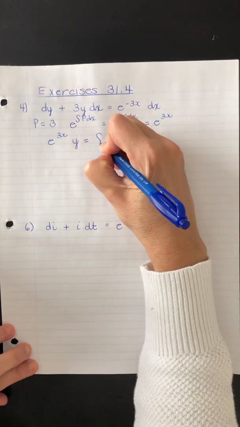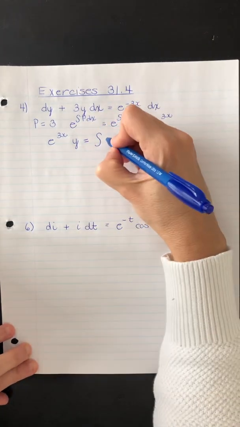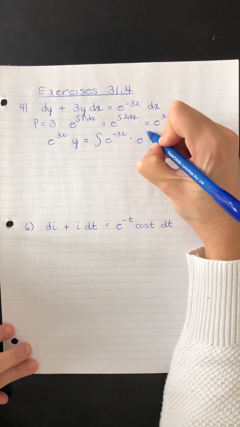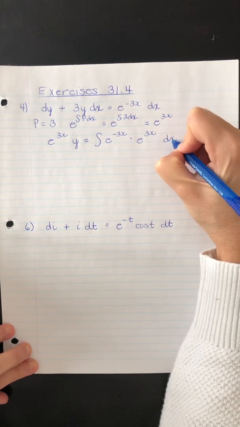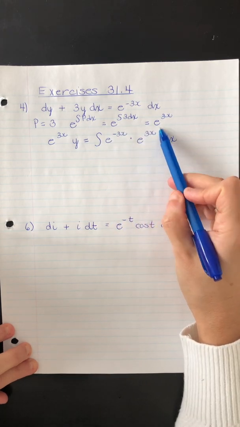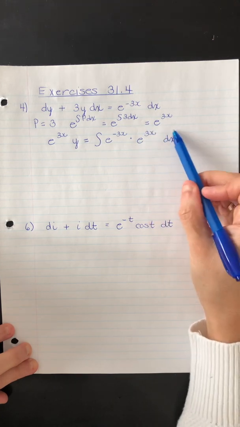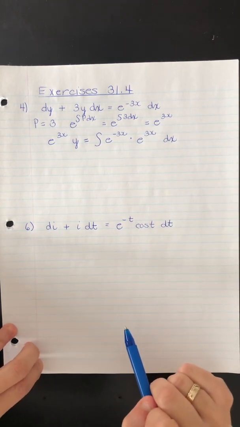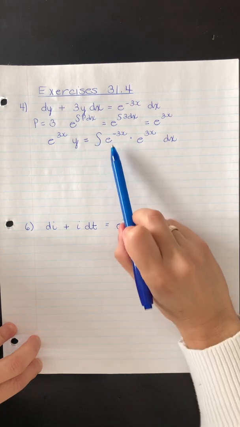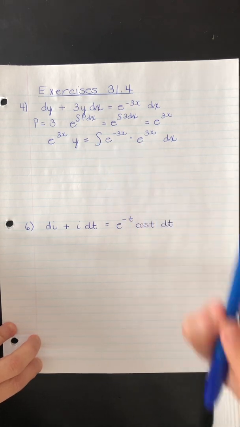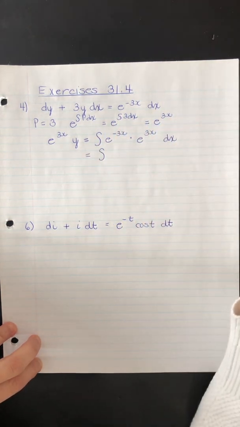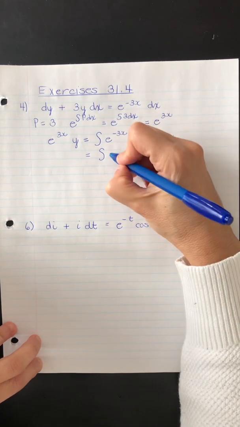So we need the integral of q multiplied by the integrating factor with respect to x. So this is the integral of q. This right here is, of course, e to the integral of p dx, and here's the dx as required. Okay, so now we have to work out this right-hand side integral. So first we should simplify this. e to the negative 3x multiplied by e to the 3x becomes e to the 0.